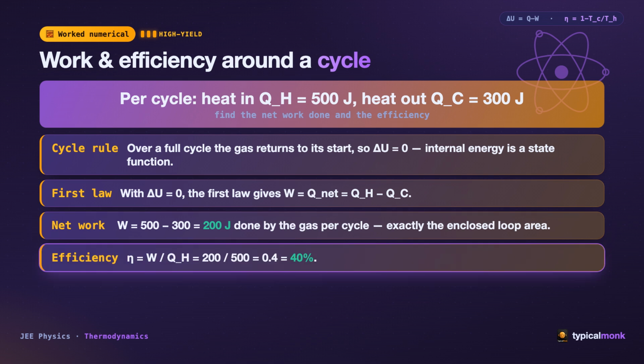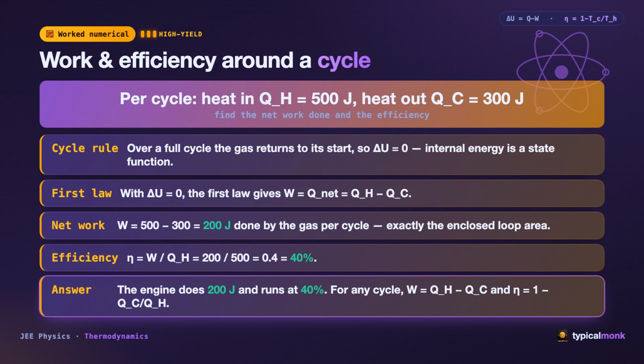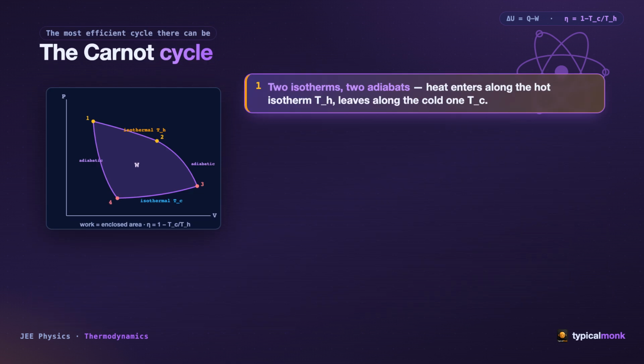The efficiency. Efficiency is the work out over the heat in, 200 over 500, which is 0.4 or 40%. So the answer: the engine does 200 joules at 40% efficiency. And for any cycle, the work is Q hot minus Q cold, and the efficiency is 1 minus Q cold over Q hot. Now, the most efficient cycle there can possibly be, the Carnot cycle.